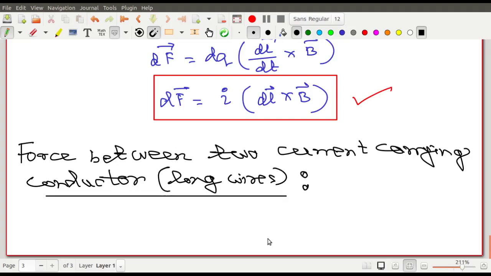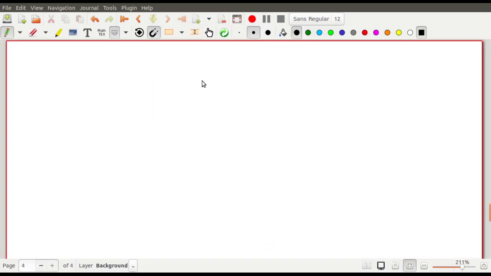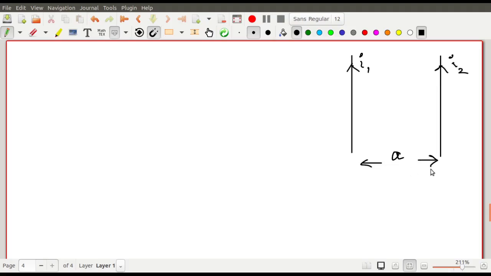Long wires have been studied in the last class, so this is what I am going to do next. So what are my wires? These are my two wires. Suppose two long, straight wires. I have taken straight wires because I know the expressions for them. This is my I1 current carrying element, this is my I2 current carrying element. The separating distance between them is a. This is coil number 1, and this is coil number 2.